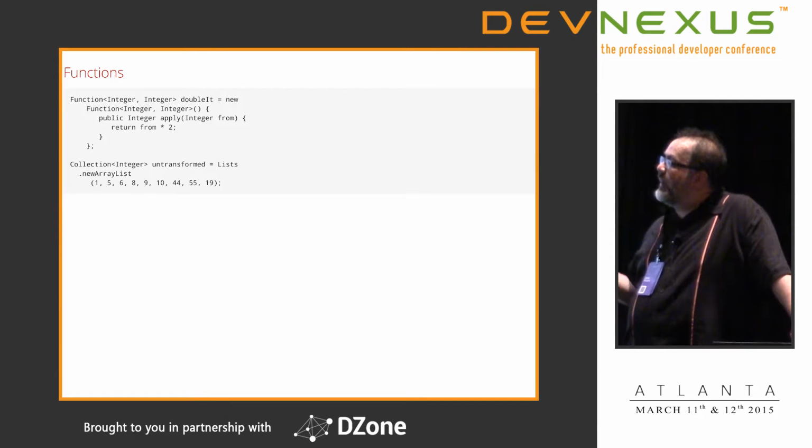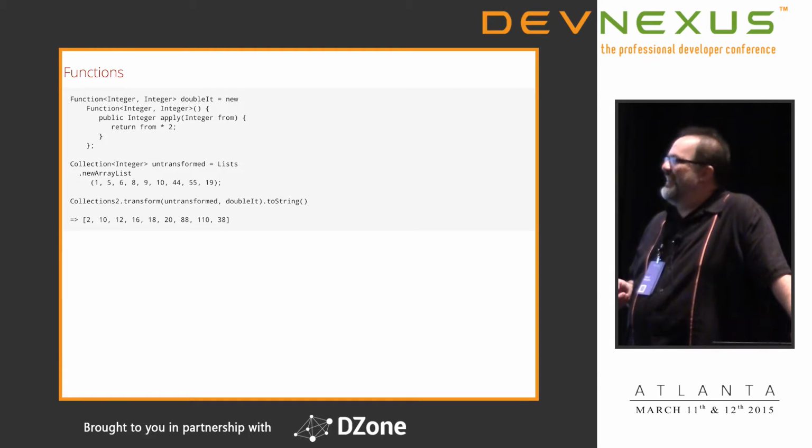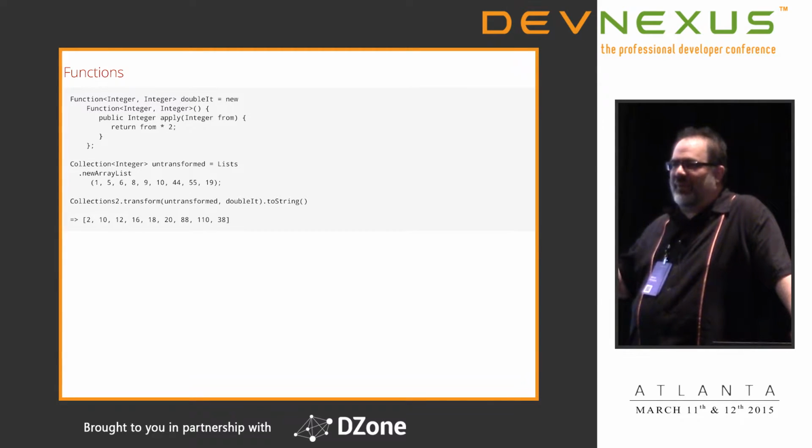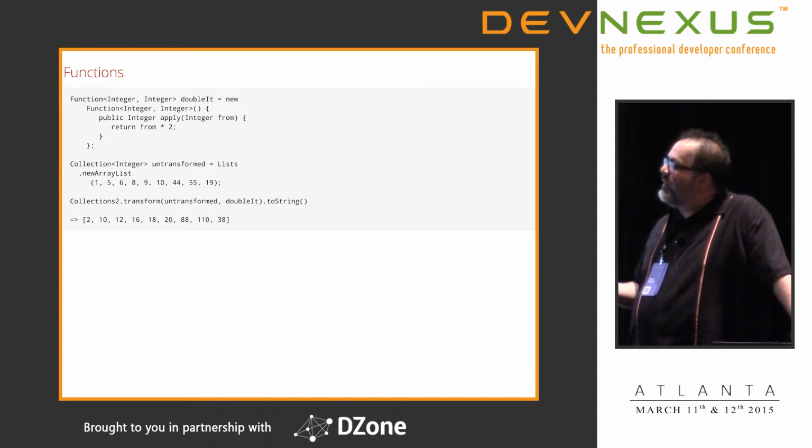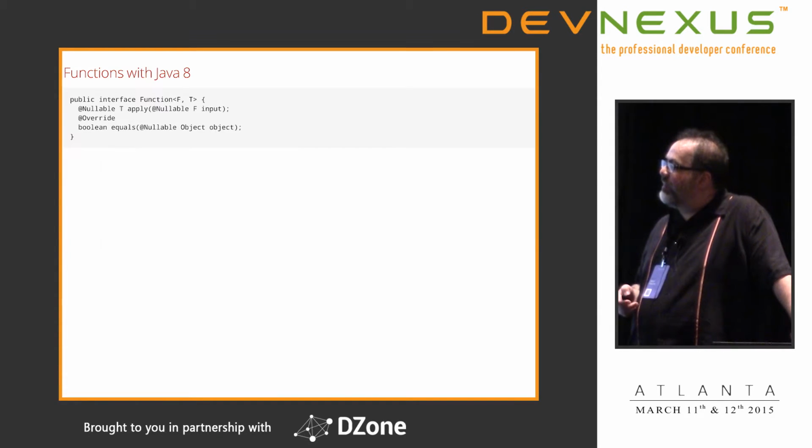Now, what do I do with this? Well, one of the things I could do is transform a list. So given an ArrayList of 1, 5, 6, 8, 9, etc., what I can do is call either Lists or Collections2 and call transform on it. Give it the original list and give it the function. Okay, and what I'll get back from here is the manipulated list. Again, I have a copy of that.